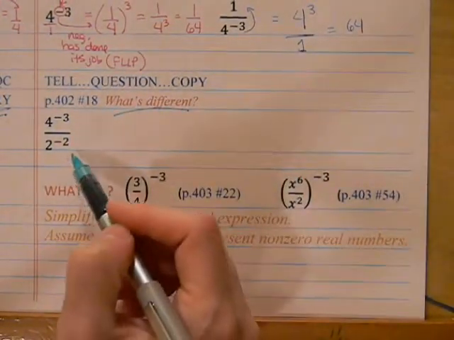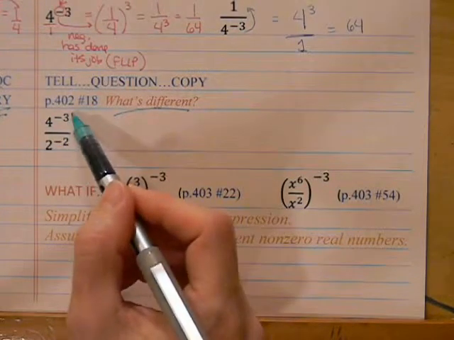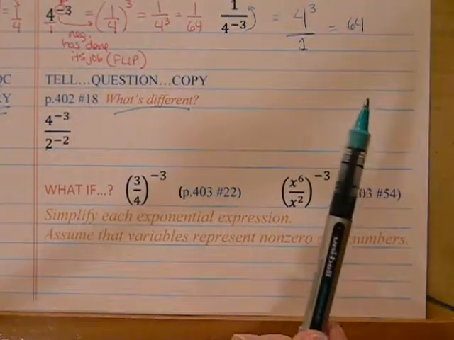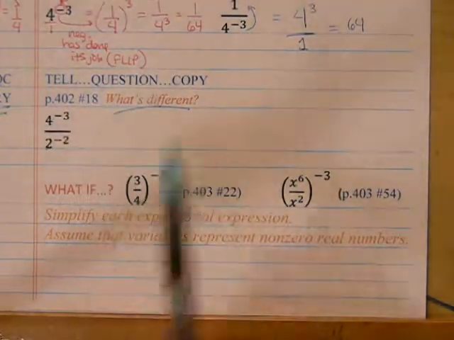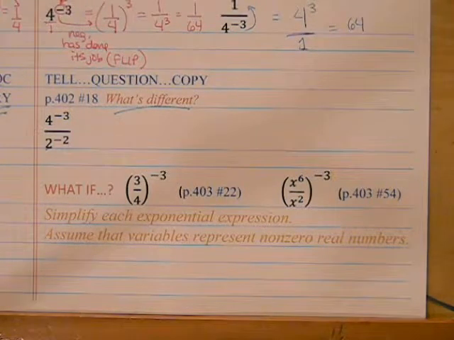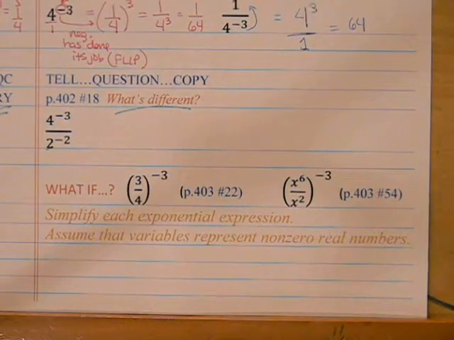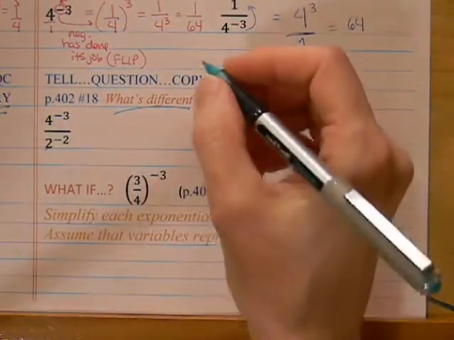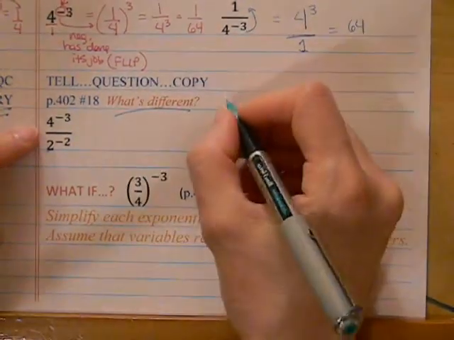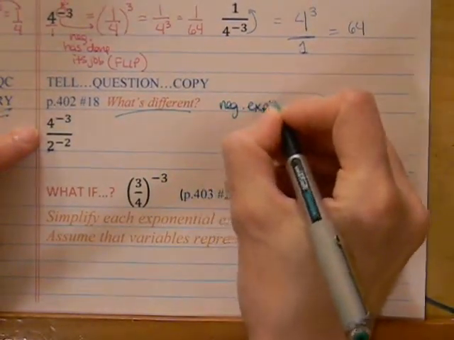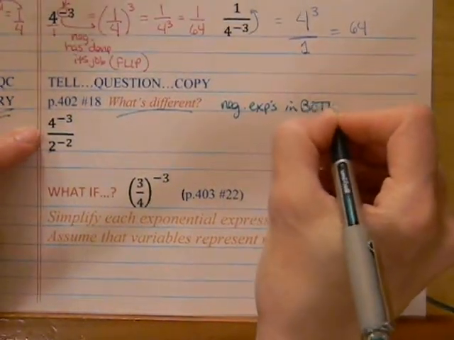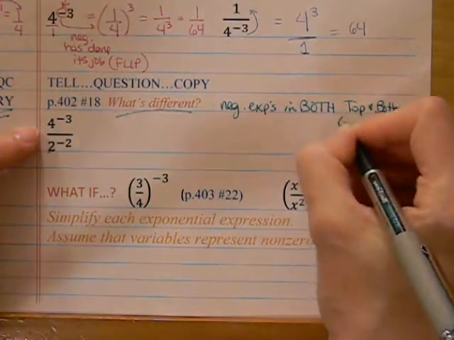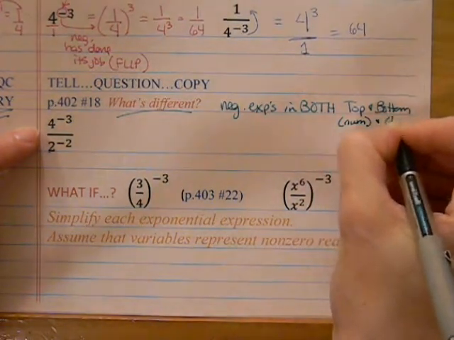What's different between the one we're seeing here, number 18, 4 to the negative 3 over 2 to the negative 2? What's different about this one than the first two we saw just above in your notes? I'll give you a minute to think about that and try to come up with the answer for this one. What's different about this problem is that there's negative exponents in both the top and the bottom. Or to be technical, the numerator and the denominator.